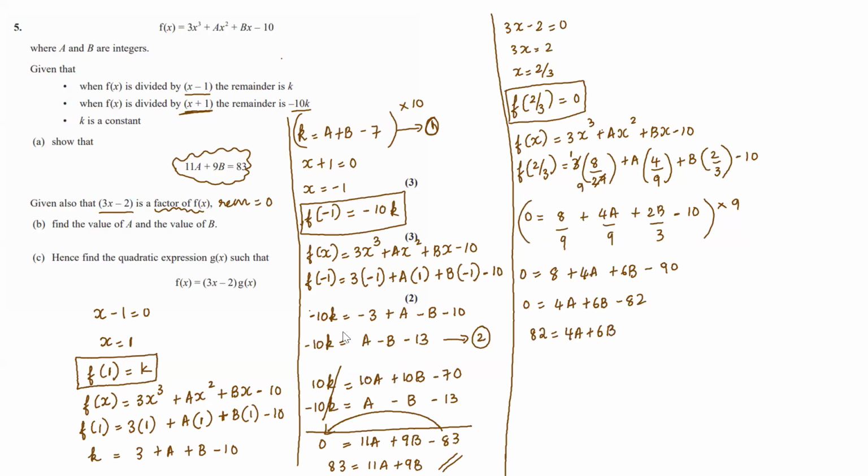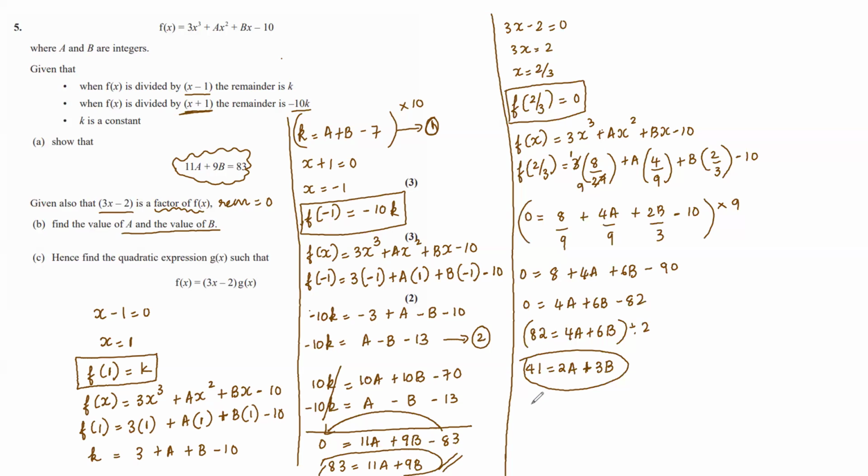Now we can see that all these numbers are divisible by 2. So let's just divide by 2 here. So we will get 41 is equal to 2a plus 3b. Now we need to find out the values for a and b. We have two equations. So that is 11a plus 9b is equal to 83. And then we have 2a plus 3b is equal to 41.